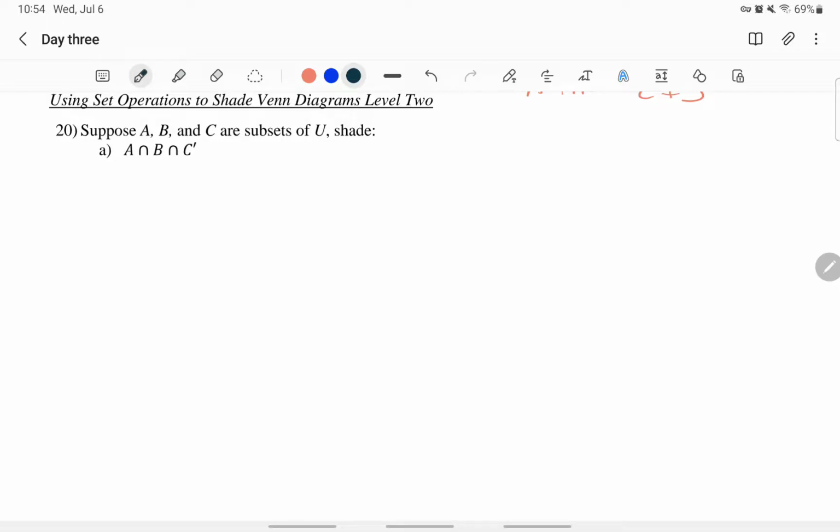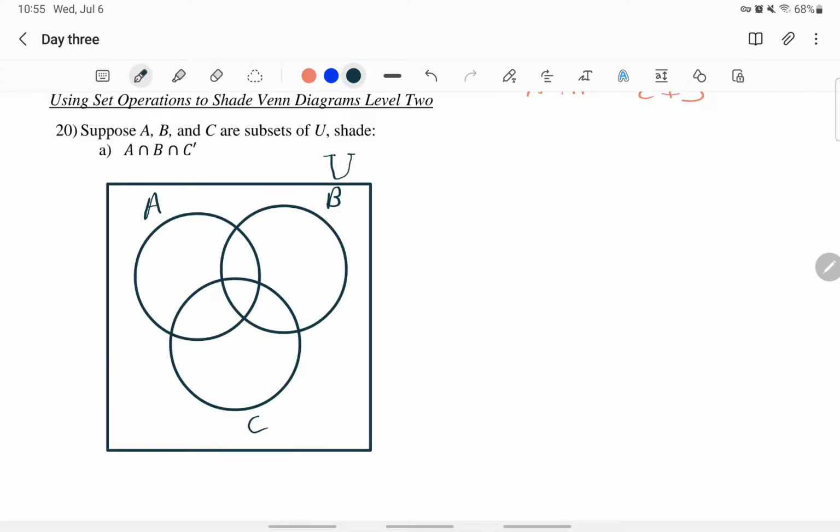Suppose that A, B, and C are subsets of a universal set. You want to shade A, and A is the intersection between A, B, and C complement. Three circles. Let's draw it. There we go. That is, once again, how we draw a Venn diagram with three circles. And now we should number each region. The outer region is 1. This is 2, 3, 4, 5, 6, 7, and 8.